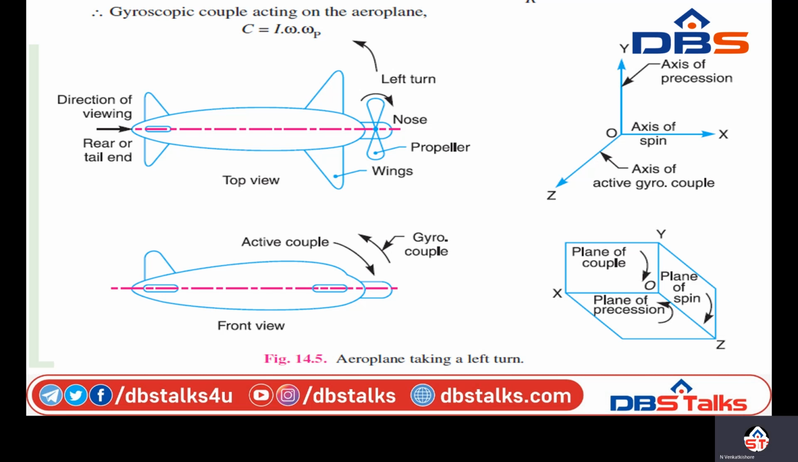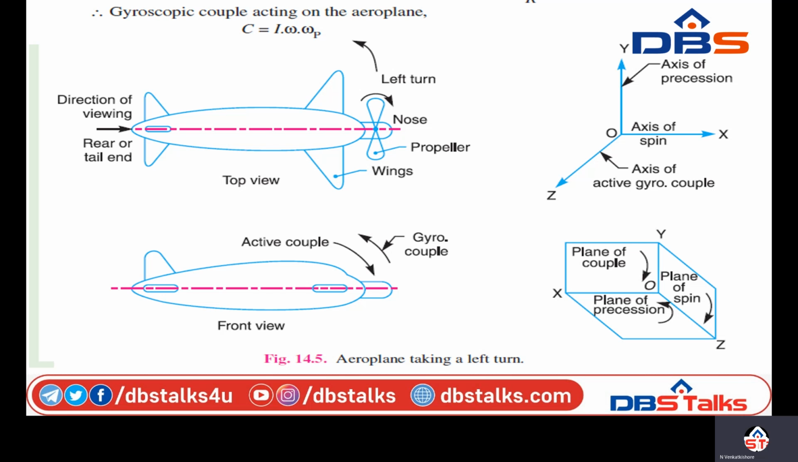So, coming to the point, when the aeroplane is taking a left turn, the gyroscopic couple will change the direction of the angular momentum vector from OX to OX dash. This is the direction of representation. So this vector is always the same, that is X dash.